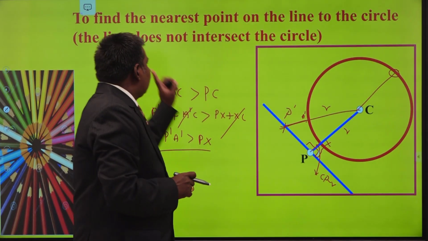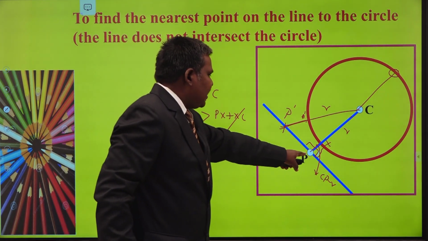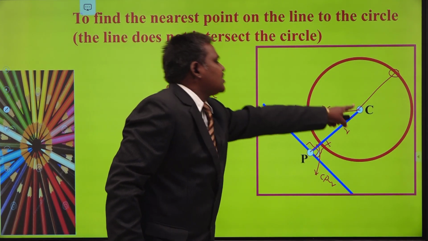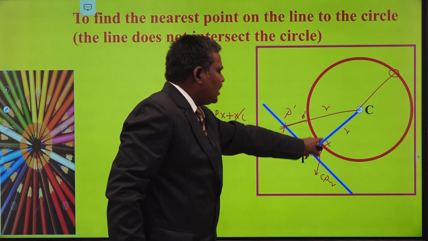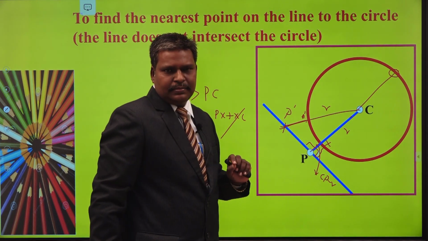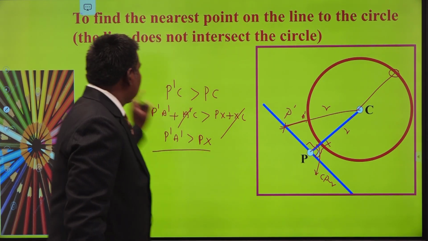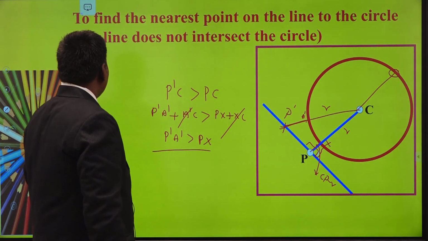Okay? So this is the nearest point on the line to the circle. This is the nearest point on the circle to the line. Two concepts we get. This is the concept. Okay.